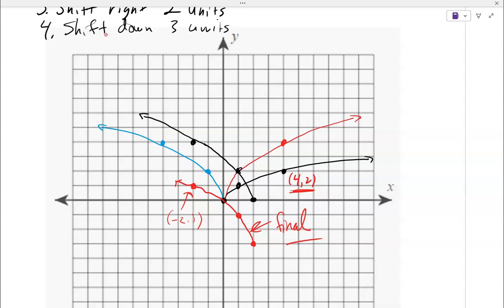Start with an ordered pair. Where does it end up? Well, if I start here, multiply by 2, flip it, move it over 2, and down 3, it would end up there. So you can just track the point that way.